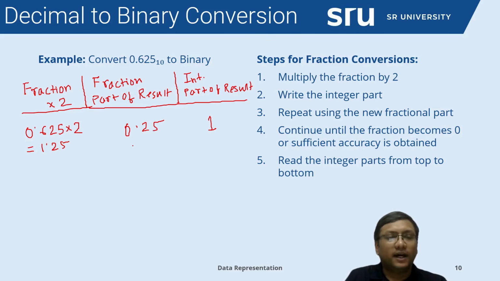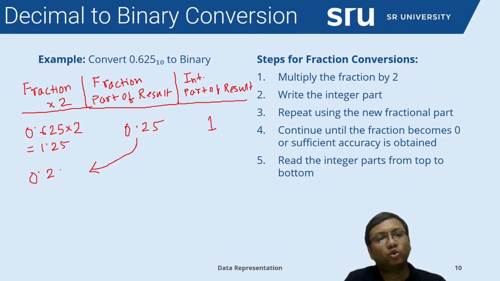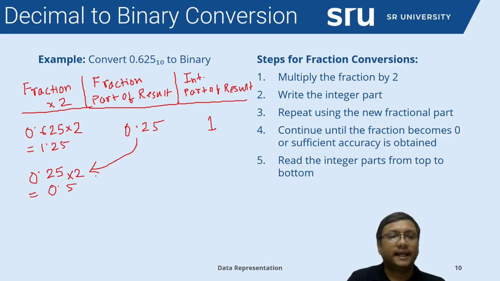Okay. Now whatever is the fraction part, we will bring this fraction part to the second step. So now my fraction is 0.25 and we need to multiply by 2. So 0.25 into 2 means 0.5. This is my result at this step. So what is the fraction part of the result? 0.5. What is the integer part? The result is itself 0.5, so definitely the integer part is 0 here.